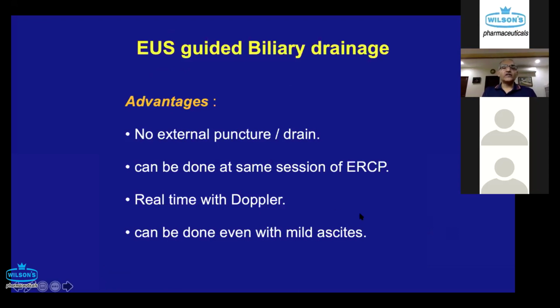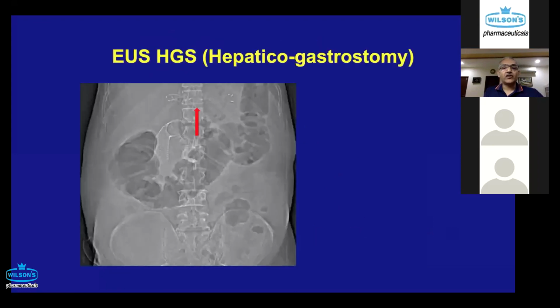The overall advantage of EUS-guided biliary drainage is that it has no external puncture, and drainage can be done in the same session as the failed ERCP. Real-time Doppler helps us, and it can be done even in mild ascites. Obvious complications do happen, as we can see here. This stent is shorter compared to what we use, 10 centimeter or longer. This was an 8 centimeter stent, used in the beginning of her career, and it got sucked inside the peritoneum.